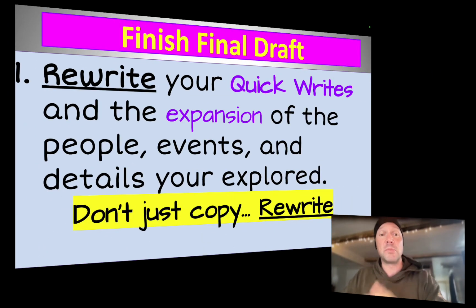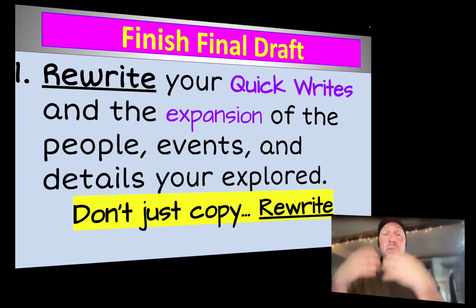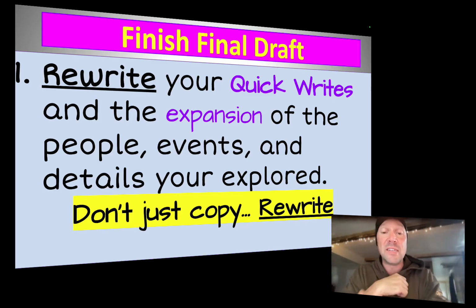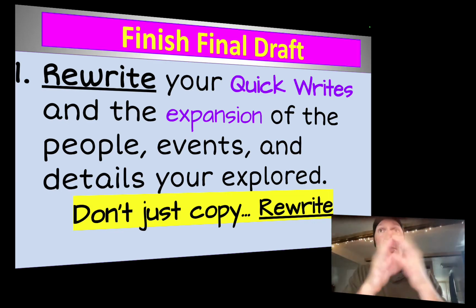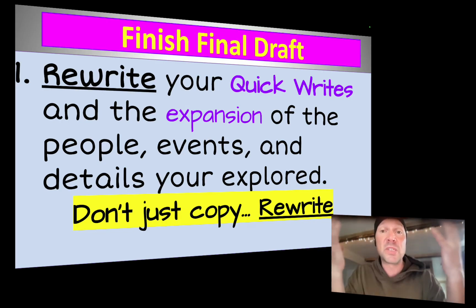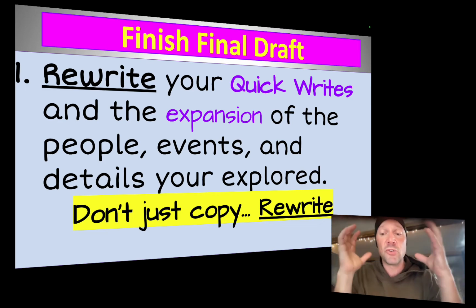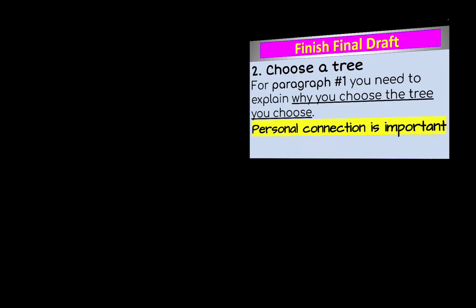So that's what I'm talking about here. When it comes to the expansion of these events and these people and these details, don't just copy, rewrite it. Think about what you want to do, and you can exclude things or include things, especially when it comes to more detail. Don't worry about how the sentences fit together. You're just writing. Remember the rubric.